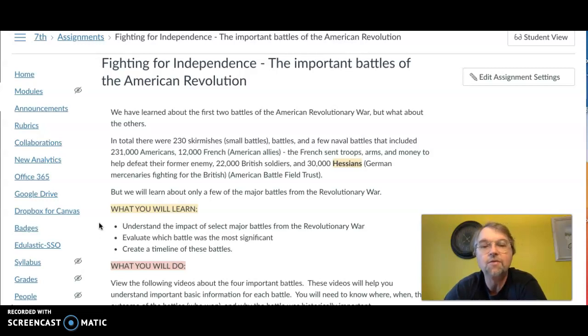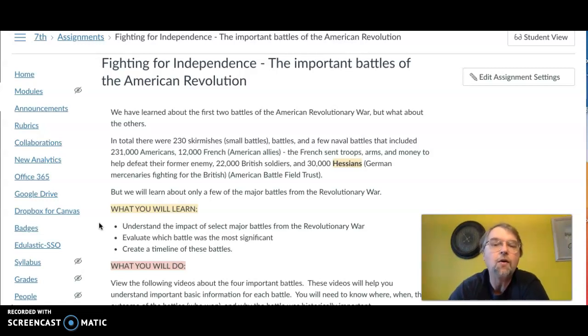100,000 Americans, 12,000 French troops. Yes, the French, they get involved and they come to help the Americans. As I stated there, they send troops and arms and money to help defeat their former enemy. And there were 22,000 British soldiers and 30,000 Hessians. And the Hessians are German mercenaries fighting for the British. And mercenaries are soldiers, they fight only for money. They're not fighting for a cause, they're not fighting to defend a country, they're fighting for cha-ching, a paycheck.